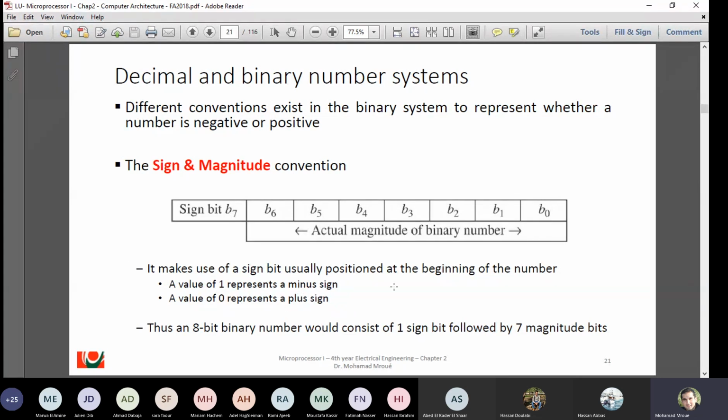So thus, an 8-bit binary number would consist of 1 sign bit followed by 7 magnitude bits. So the value بناخدها من 7 bits from the least significant bit to bit B7 let's say. So بتكون هي الماجنتيود عادي، وبزيد عنا 1 bit بحدد لي اذا 0 or 1 حسب هذا البت. اذا كان البت 0 يعني بلس، اذا كان هذا البت 1 يعني ماينس. So هذا الكونفنشن ما بنستعملها.